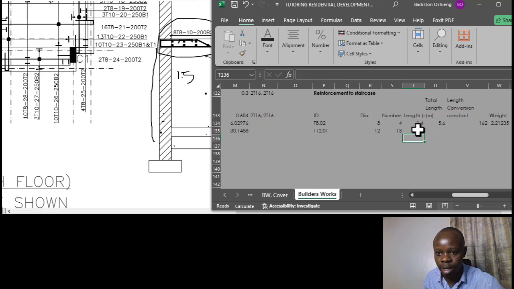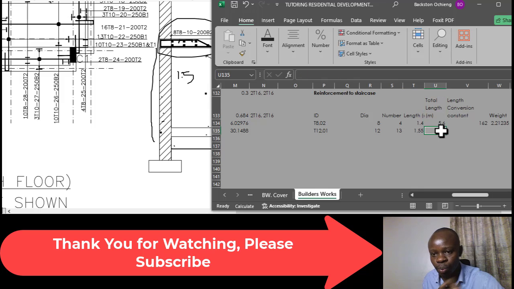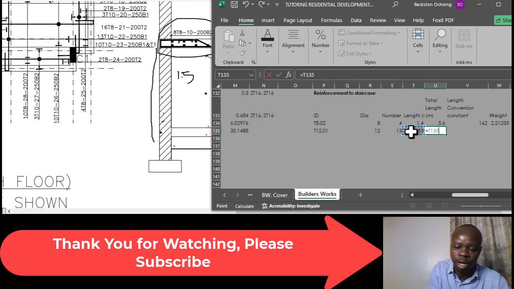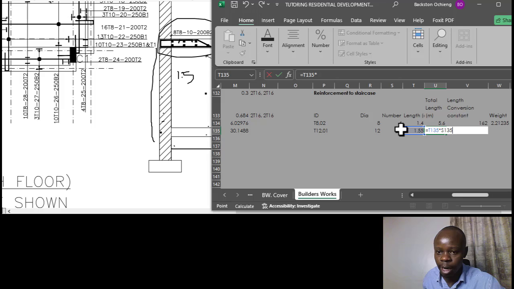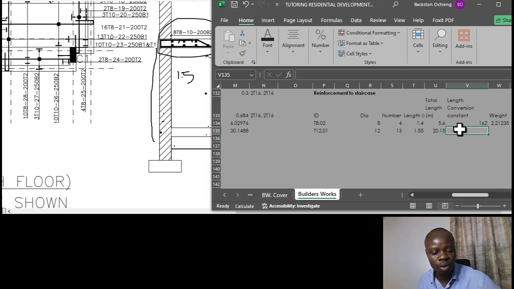So that gives us the total length of each of those reinforcement bars. The total length is the length of one times the number of bars that we have. The length conversion factor remains the same, and the weight of the reinforcement bar is through the formula that we've done. So that is giving us the reinforcement bar for bar mark number 2. We move on to bar mark number 3.